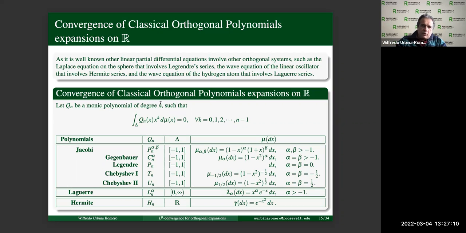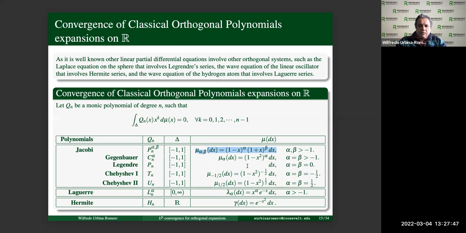If we take a monic polynomial of degree n, orthogonality is equivalent to the polynomial of degree n being orthogonal with respect to x to the k, with respect to the measure, for any k less than n, that is 0, 1, 2, up to n minus 1. If Q_n are the Jacobi polynomials, this is what is called the Jacobi measure, and in particular, if alpha and beta are equal, you get this guy.